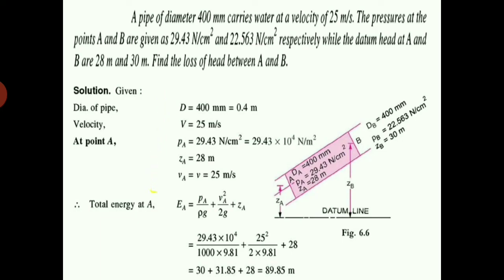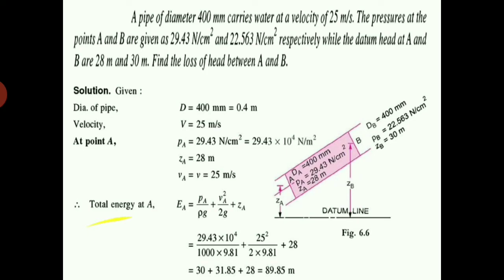Also additionally, we have been given the velocity, which will be same throughout these two sections because there is no variation of the diameter over here. So what is needed to be found out in this numerical is that we need to calculate the loss of head between A and B. So for this, first we'll be calculating the total energy at section A, then we'll be calculating the total energy at section B, and whatever is the difference between these two will be our loss of head.